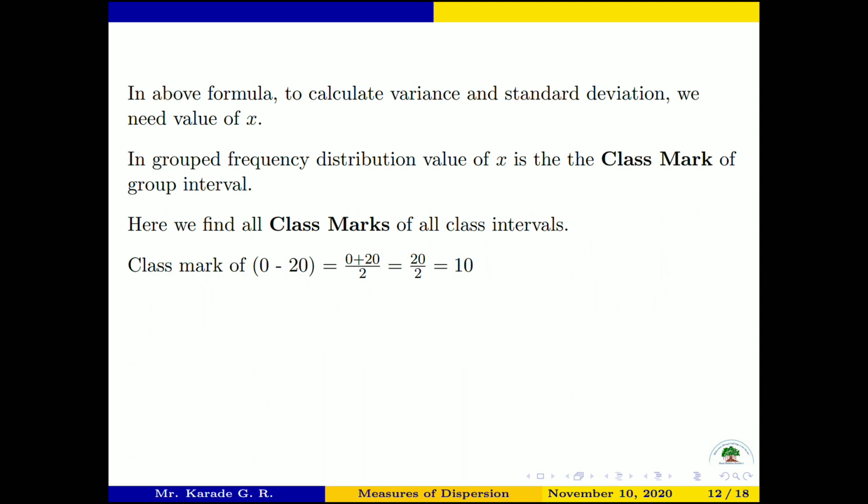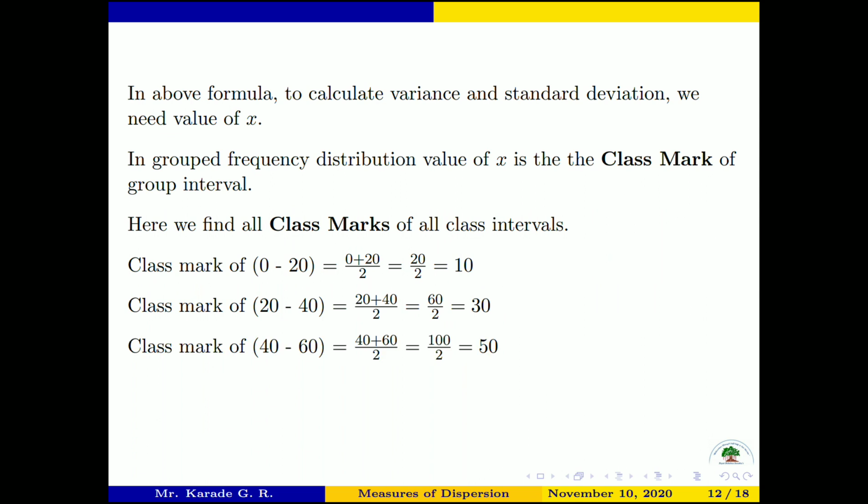So class mark of class interval 0 to 20 is equal to 0 plus 20 upon 2, is equal to 20 by 2, is equal to 10. So class mark of the class interval 0 to 20 is 10. Class mark of the class interval 20 to 40 is equal to 20 plus 40 upon 2, is equal to 60 upon 2, and is equal to 30. Class mark of class interval 40 to 60 is equal to 40 plus 60 upon 2, and is equal to 100 upon 2, is equal to 50.